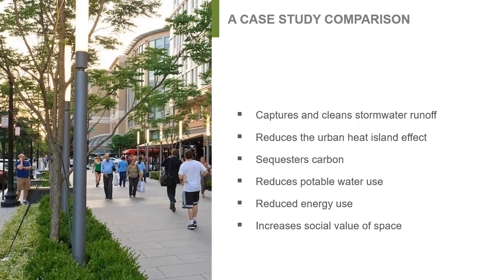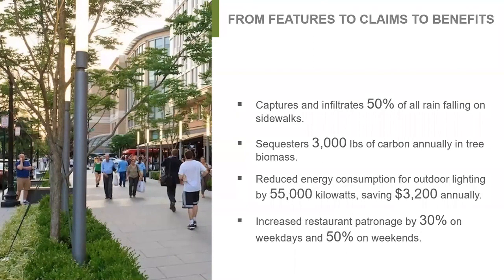Those are all ways that we've seen it communicated, but quantifications, either measured or estimated or projected, would not be provided. So this is an improvement from features to claims, but it's still missing a piece. Now this is where we want the profession to be, speaking in terms of measured benefits for projects. This streetscape captures and infiltrates 50% of all rain falling on sidewalks. It sequesters 3,000 pounds of carbon annually in tree biomass, reduced energy consumption by how much, and then what's the dollar value of that? Even looking at increasing restaurant patronage, and that could also have an economic impact as well, that's not even quantified here.